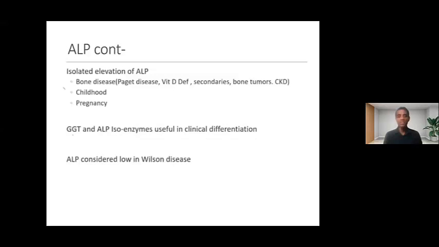So how do you differentiate whether it is coming from the liver or any other extrahepatic cause? You can do the gamma GT level, because gamma GT is more specific to the liver than the ALP. So you can do the gamma GT and find out whether the ALP elevation is due to the liver or an extrahepatic cause.